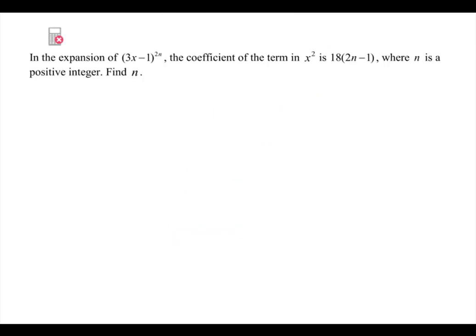Okay, all right, so let's take a look at this binomial theorem problem. This is similar to the last one a little bit. So we have 3x minus 1 raised to the 2n power. And it says the coefficient of x squared is 18 times 2n minus 1. So this is the coefficient of x squared. We need to find out what n is, and n is a positive integer. So let's set up the problem.